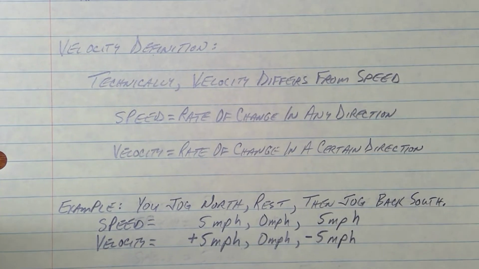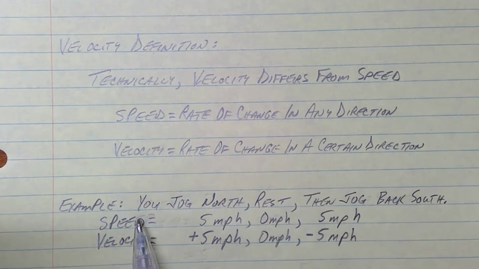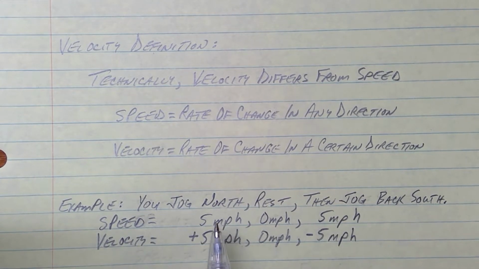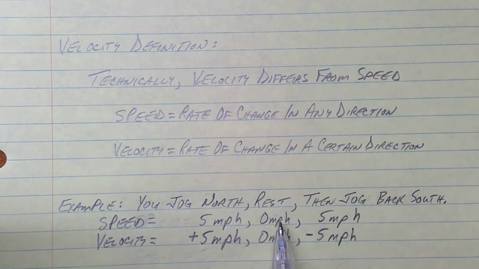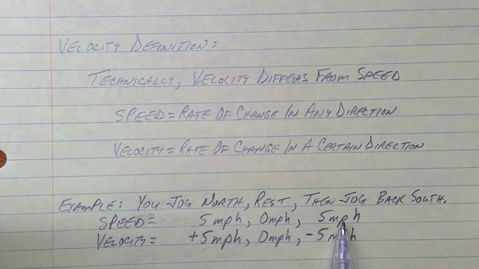So for example, if you jog north and then you rest and then you jog back south, like you go back home, your speed jogging north maybe was 5 miles an hour. That's a pretty fair jogging speed. And then you rest. Well, when you're resting, you're not moving at all. So your speedometer says 0 miles per hour. And then you get up and go back home and you're 5 miles an hour again. So notice the speedometer says 5 miles an hour, 5 miles an hour.